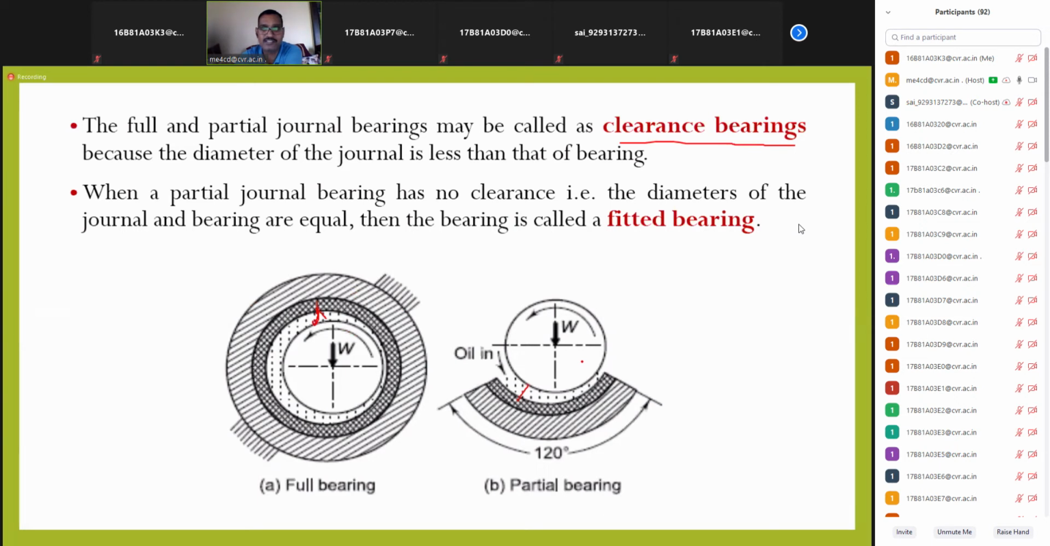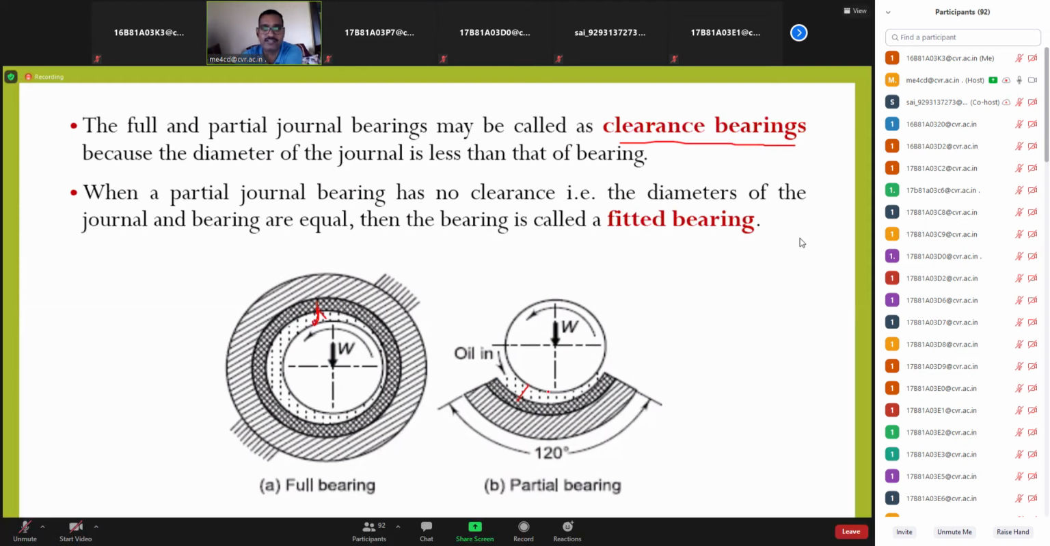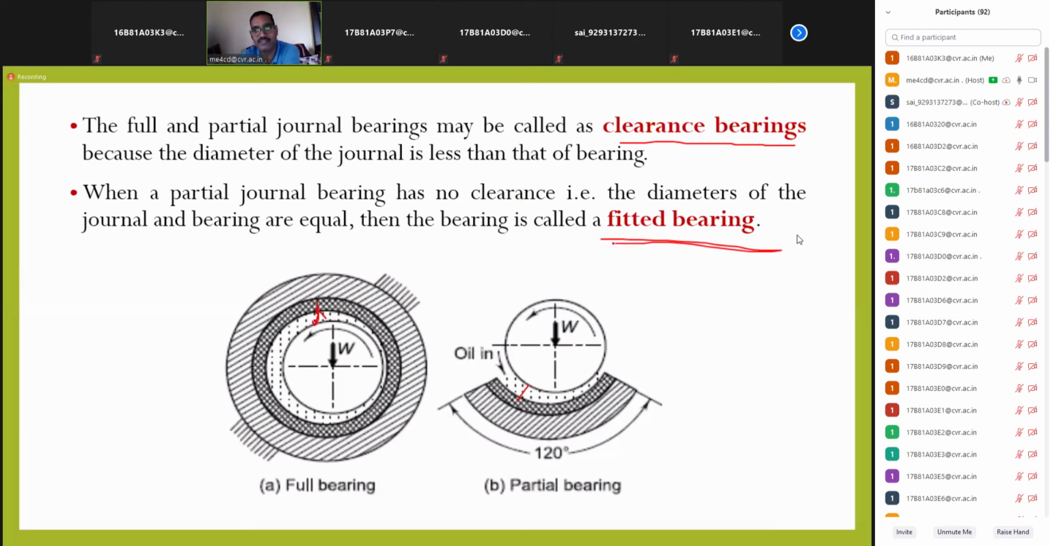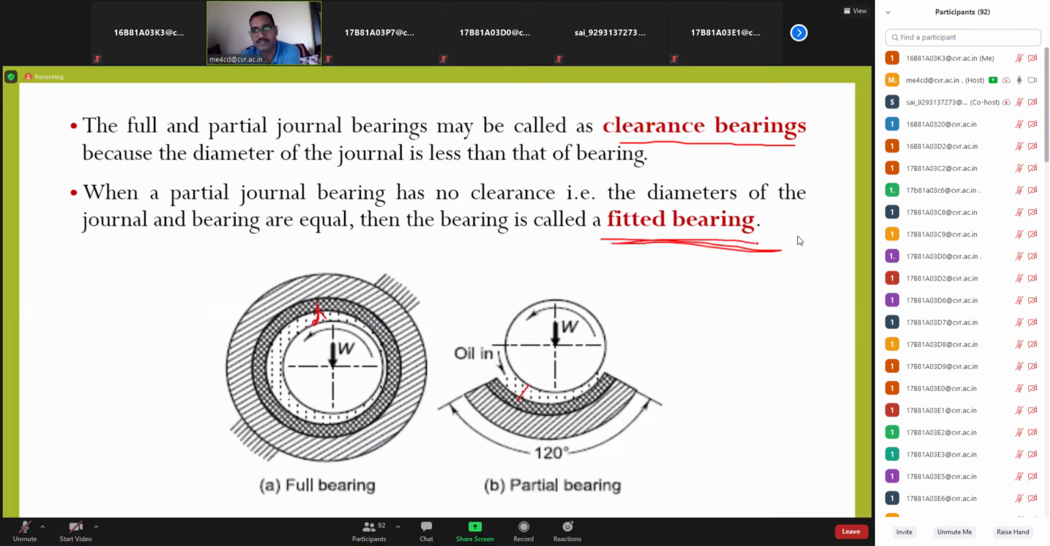And when a partial bearing has no clearance, in some cases there will not be any clearance between the shaft and the journal, right? If there is no such clearance, then we call that a fitted bearing. It completely fits the shaft, fits the bearing.